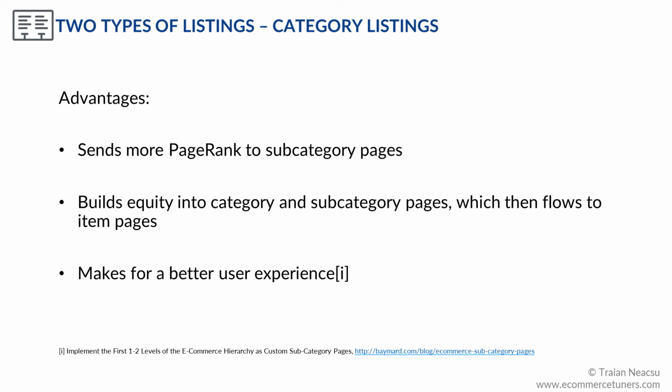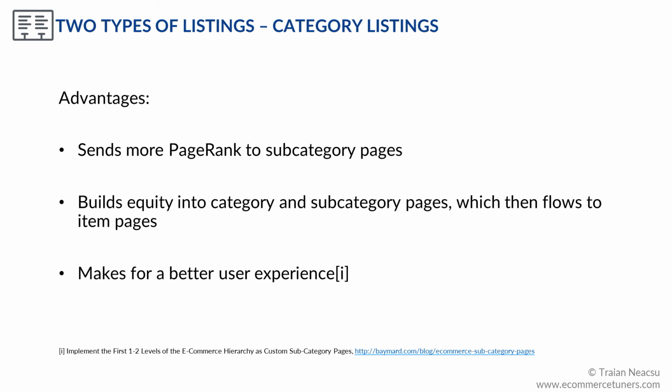Implementing subcategory listings in the first or the first 2 levels of the e-commerce hierarchy has the advantage of sending more PageRank to subcategory pages. That's better than sending more PageRank to just a few products, because your link development efforts should point to category and subcategory pages. It's not economically feasible to target product pages with link building unless you have either a large budget or only a few products in your catalog. Developing external backlinks builds equity for category and subcategory pages, which further flows to PDPs.